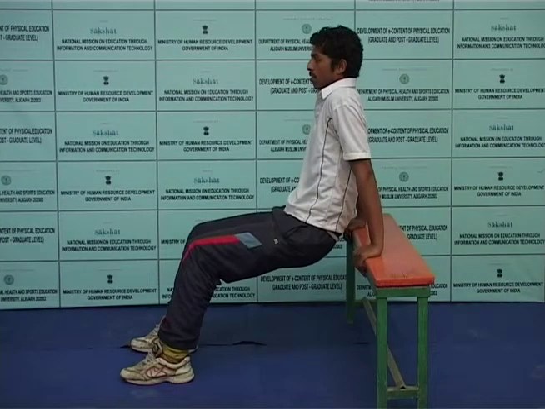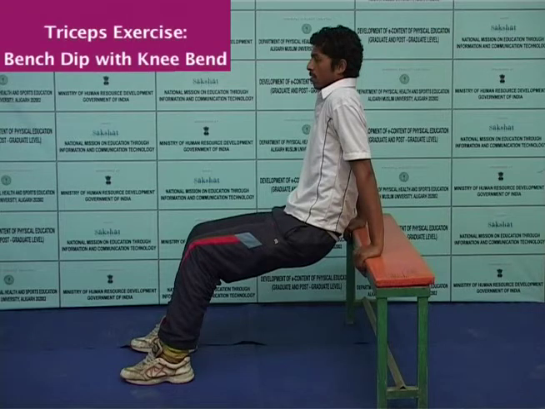The next exercise we are doing is the bench dip with the knee bent. Here the position of the subject should be: he should sit at the side of the bench and place the hand on the edge of the bench. Place the feet on the floor away from the bench. Straighten the arms, slide the rear end off the edge of the bench and position the feet on the floor with the knees bent.